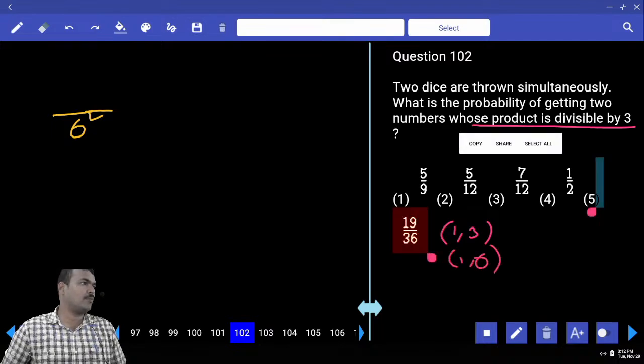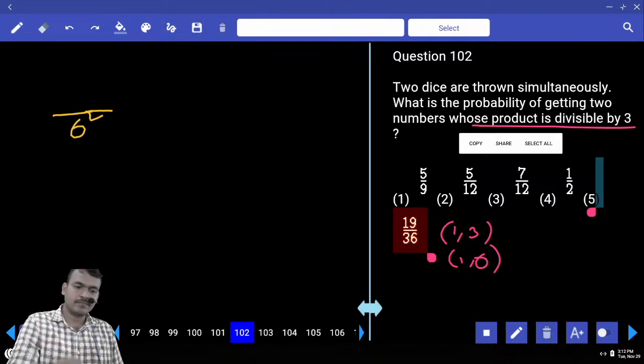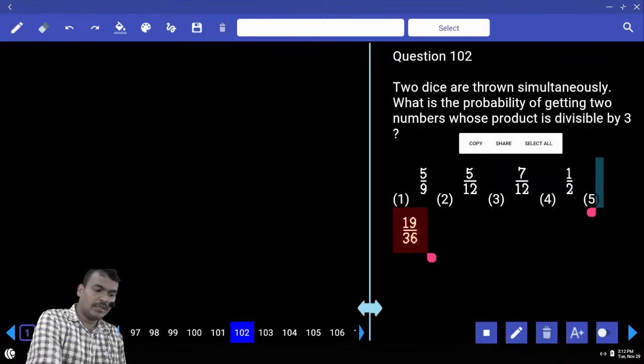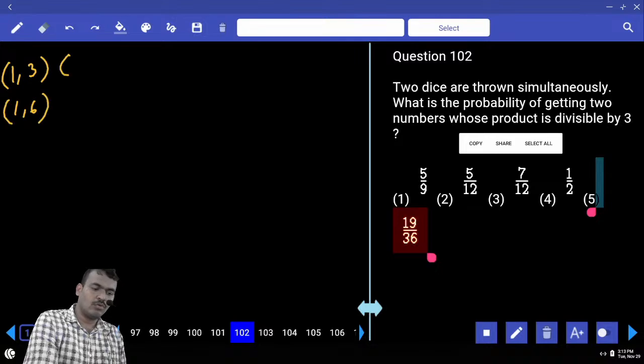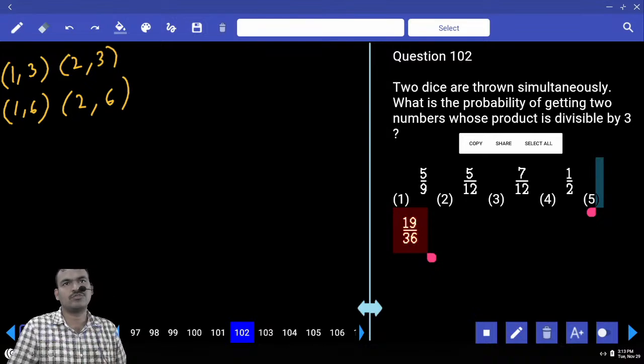1 and 3 means the product is 3. 1 into 6 means product value 6. In 1 3, 1 6. In the same way 2 3, 2 6. Yes or no? In the first one 1 3, 1 6. Second one 2 3, 2 6. What is 2 into 3? 6. 2 into 6 is 12. Those two are divisible by 3.